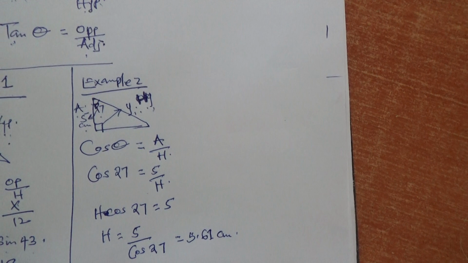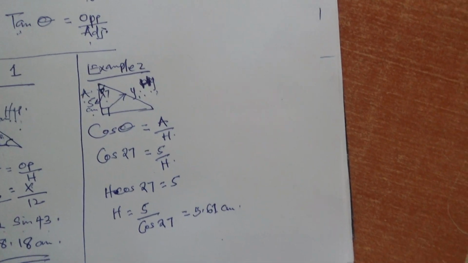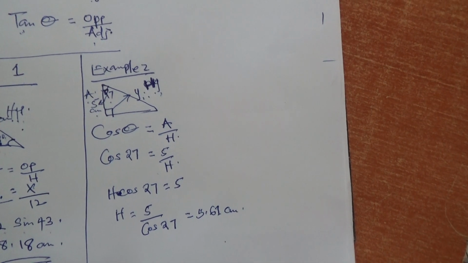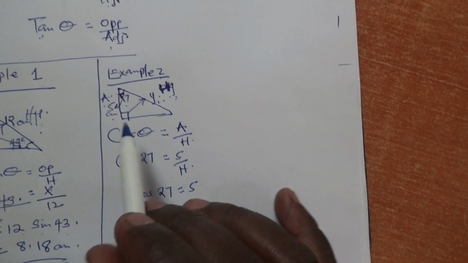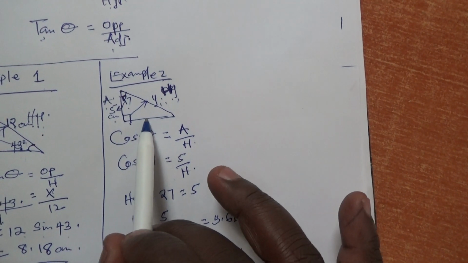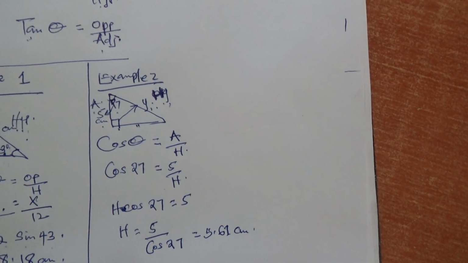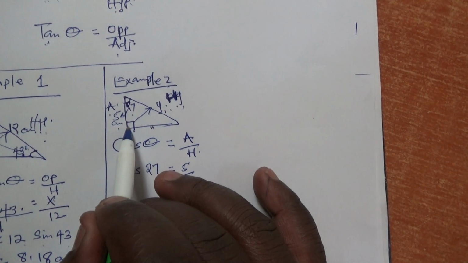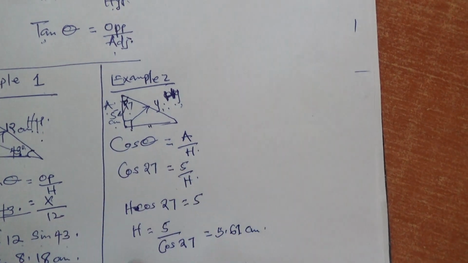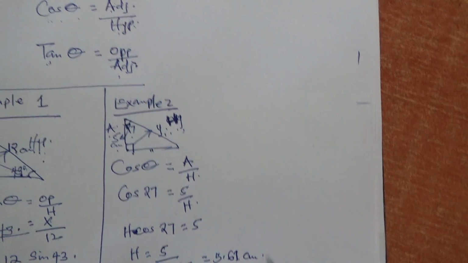Is it the adjacent? Is it the opposite? Is it the hypotenuse? A hypotenuse is the side that is directly opposite the right angle, and then the opposite is the side that is directly opposite the angle that you have been given, and then the adjacent is the one that is here. Okay.